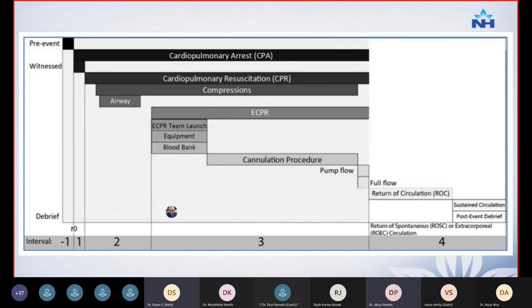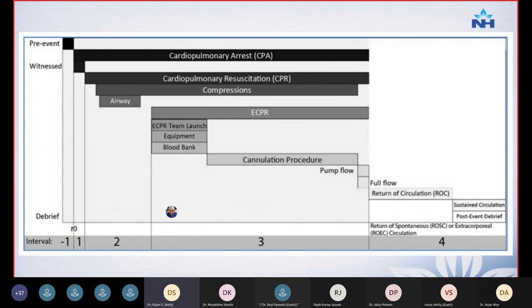There's a nice paper by Peter Lawson from Toronto. They have divided it into 4 intervals, as you can see. Interval 1 is between the arrest and conventional CPR, and interval minus 1 is between the witness and the arrest. That's a pre-event. Once the arrest has happened, quick CPR should be started, compressions, airway should be secured, and then there should be clear leadership to call the ECPR team if there is a team available. And in stage 3, once they arrive, they take over.